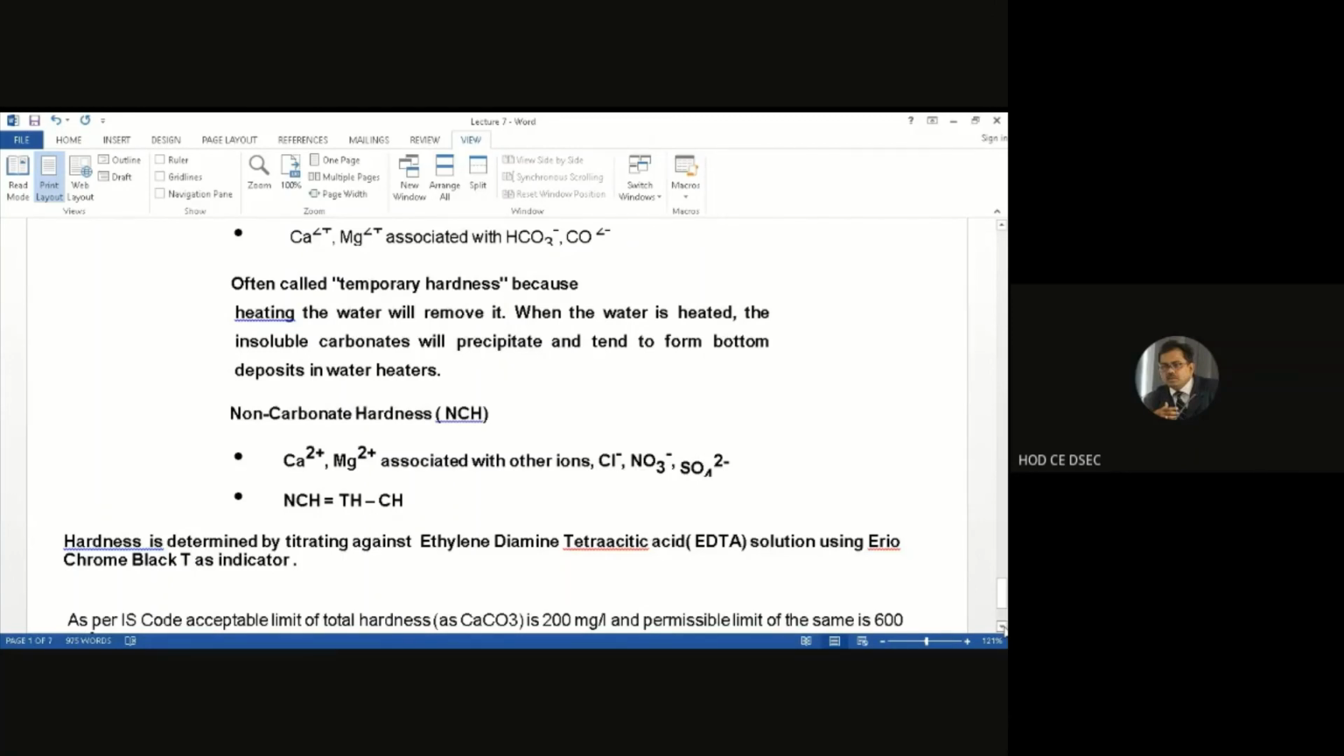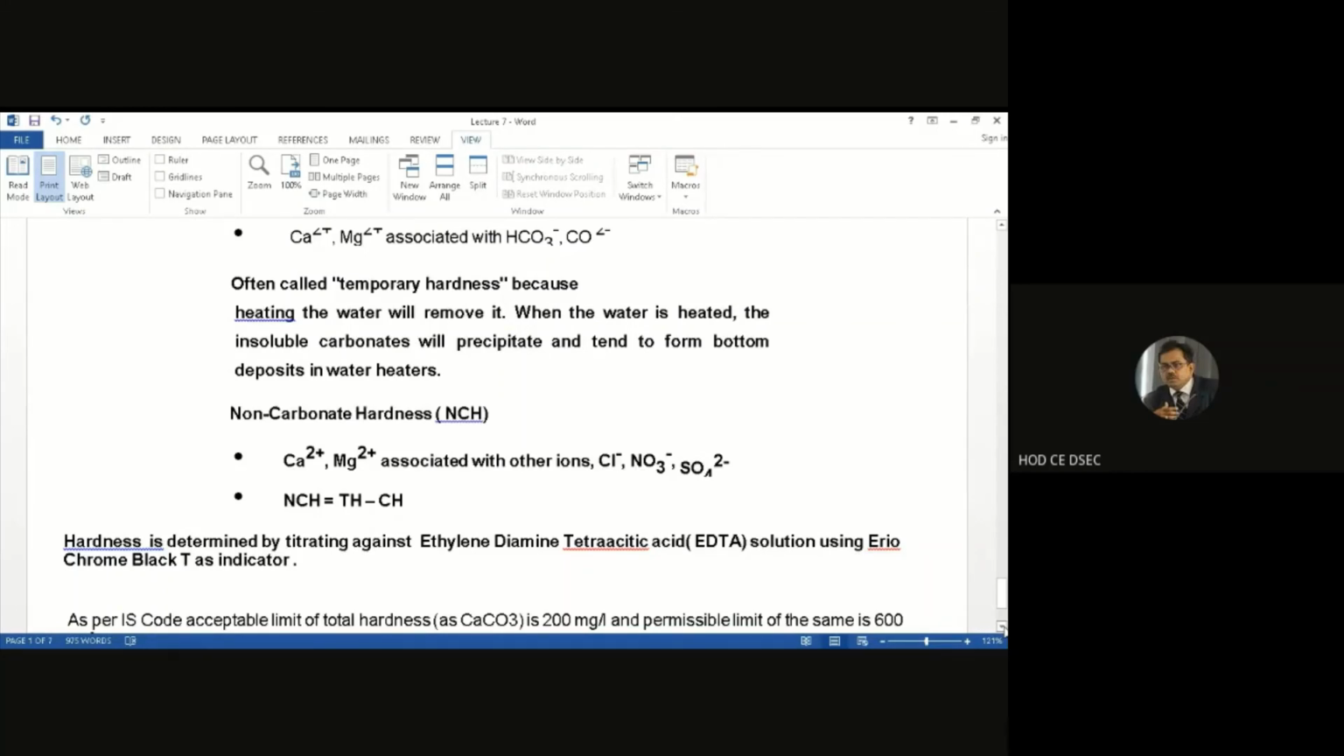How hardness is determined in the lab, we will show in our laboratory. Just to give you the knowledge, a very important question for your MCQ in the semester exam: hardness is determined by titrating against ethylenediaminetetraacetic acid. In titration, two things are there.